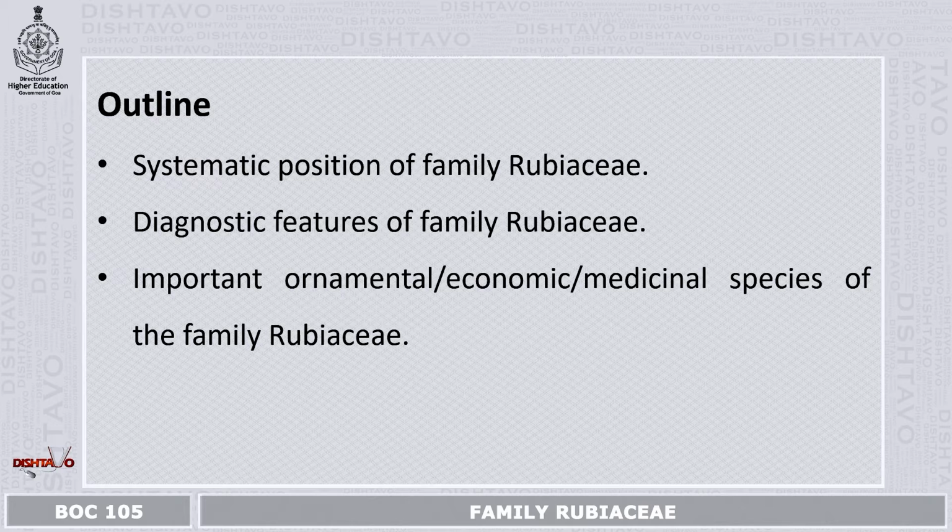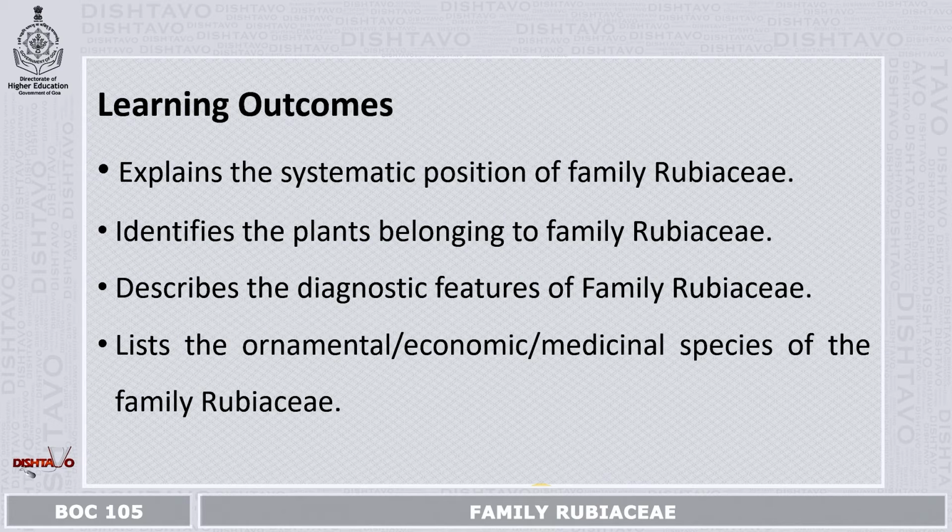Outline of this module. It provides the systematic position of family Rubiaceae, diagnostic features of family Rubiaceae, and important ornamental, economic, medicinal species of the family Rubiaceae. Learning outcome of this module: it explains the systematic position of family Rubiaceae, identifies the plants belonging to family Rubiaceae, describes the diagnostic features of family Rubiaceae, and lists the ornamental, economic, medicinal species of family Rubiaceae.